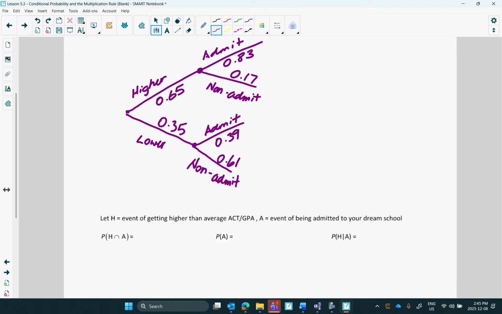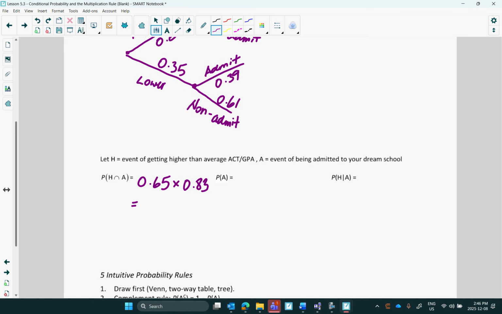Okay, it would have to be 0.65 times 0.83, because it's the probability of being higher than average GPA times the probability of being admitted given that I have a higher than average GPA. So that gives us approximately 0.54.